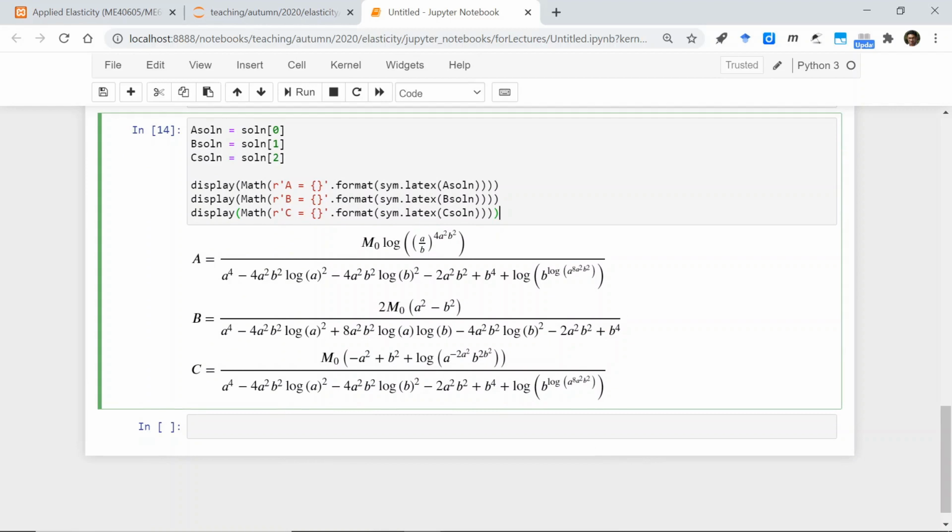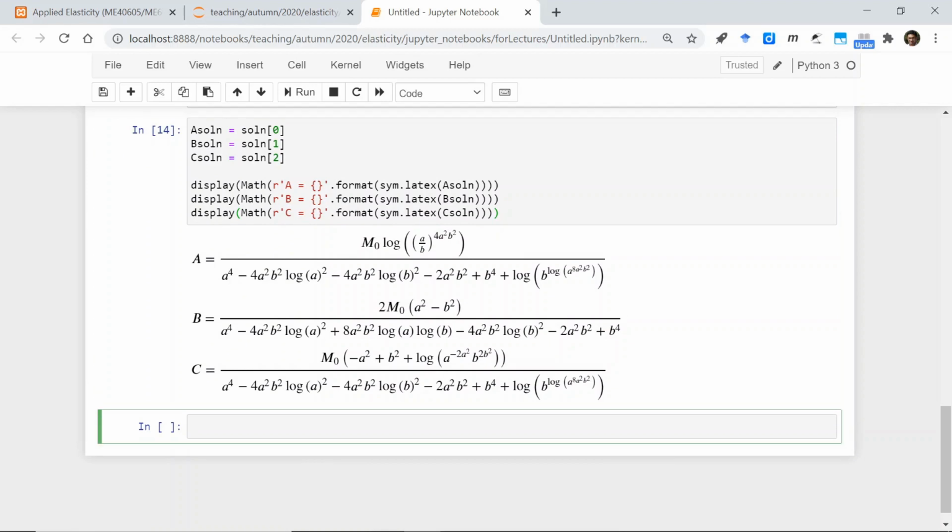But the bottom line is that we have ended up with solutions for A, B, and C, and all that we need to do is go back to the expressions of sigma RR, sigma theta theta, and substitute these solutions, and we will have our answer in hand. So let's try to do that. sigma RR solution equals sigma RR dot subs A comma A solution, B comma B solution, C comma C solution.